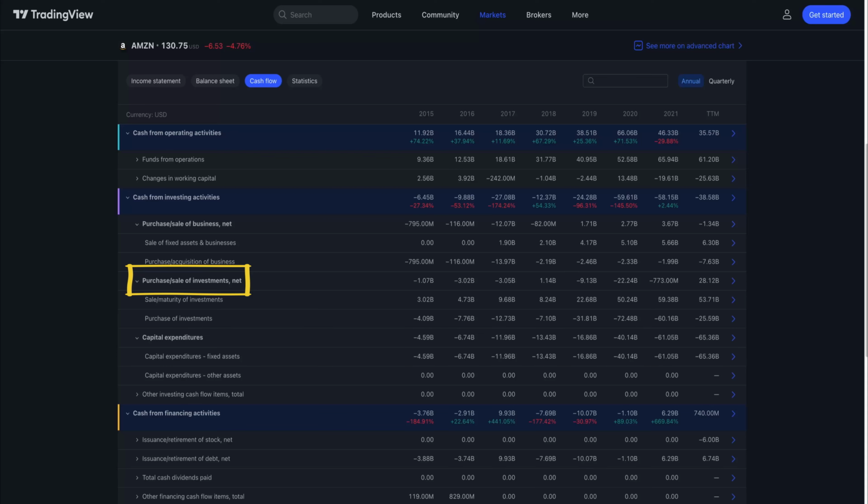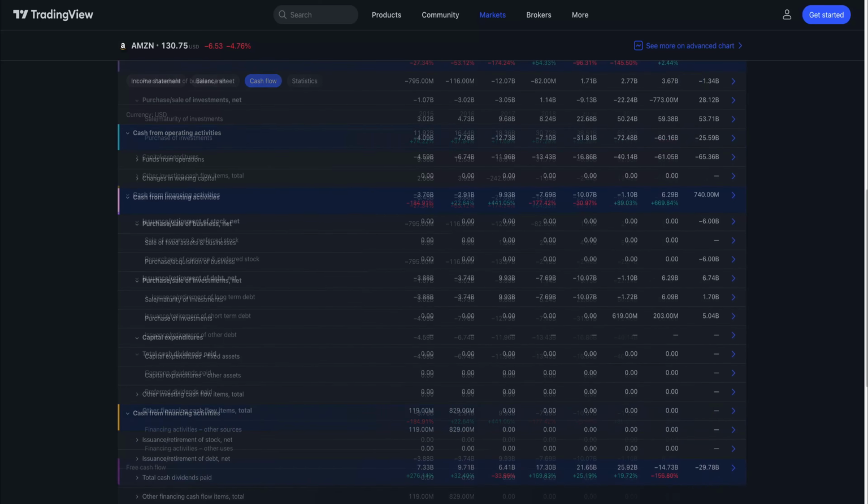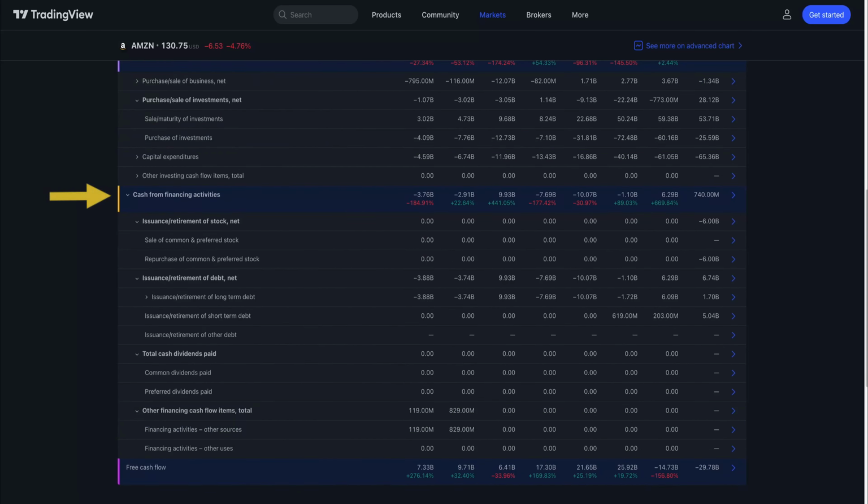A company like Amazon is heavily invested in long and short-term investments, as you can see from the figures on the report, both on the purchase and the sales side. The third subcategory is the capital expenditures, which is a key metric on the cash flow. Capital expenditures measure the funds used by a company to acquire, upgrade, and maintain physical assets such as property, plants, buildings, technology, or equipment. This number is important as it shows how much money the company needs to spend to maintain its current business.